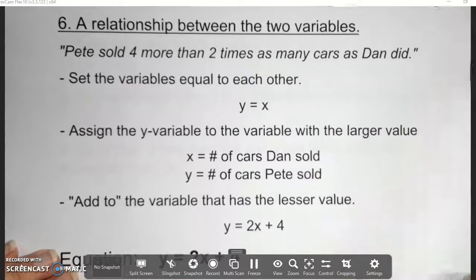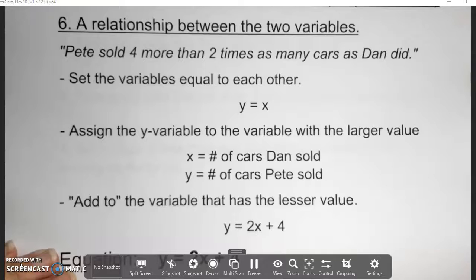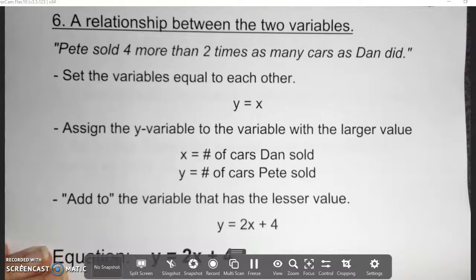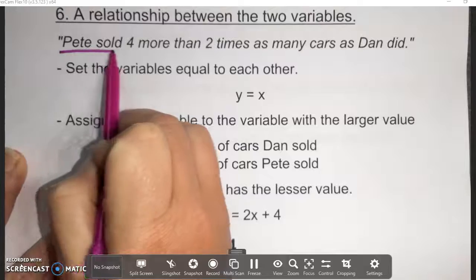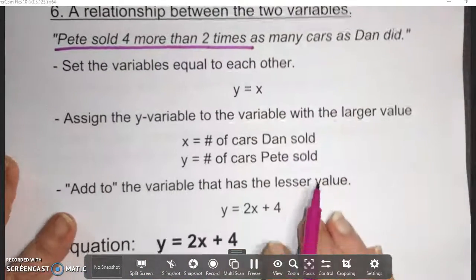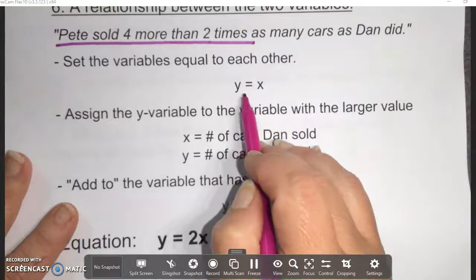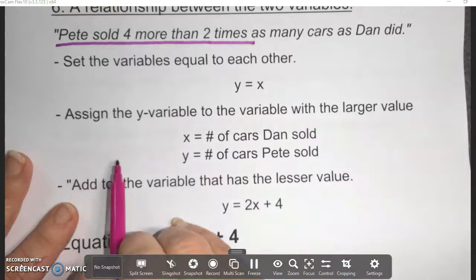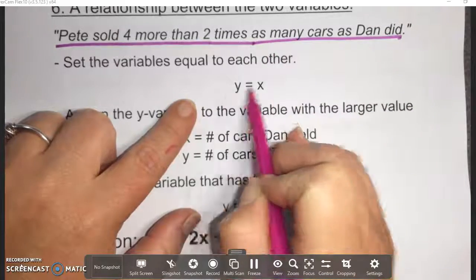Example 6 is a relationship between two variables. Pete sold 4 more than 2 times as many cars than Dan did. This is where it gets confusing. So Pete sold 4 more than 2 times. Set the variables equal to each other. X equals Y. Okay, so we have X equals Y.